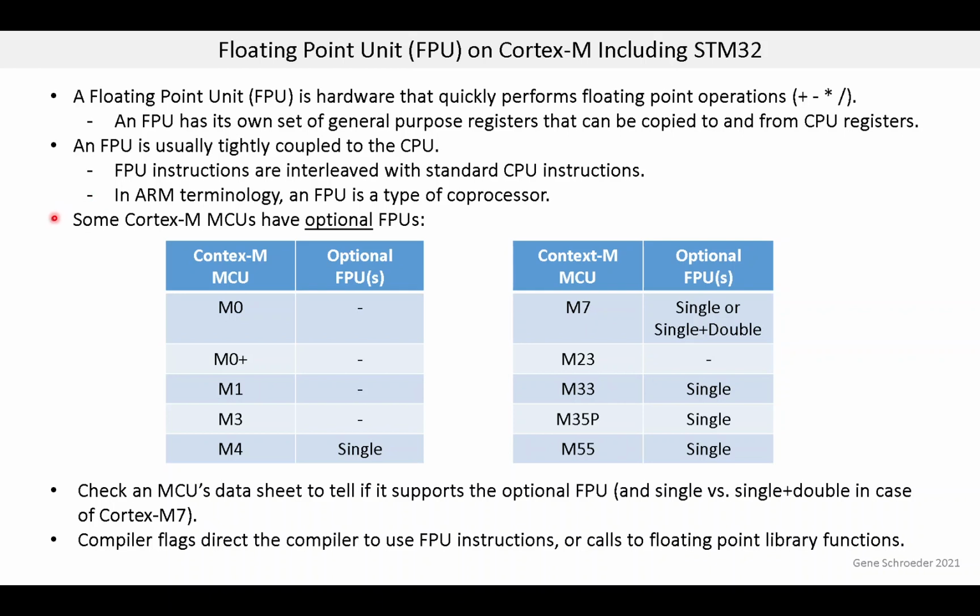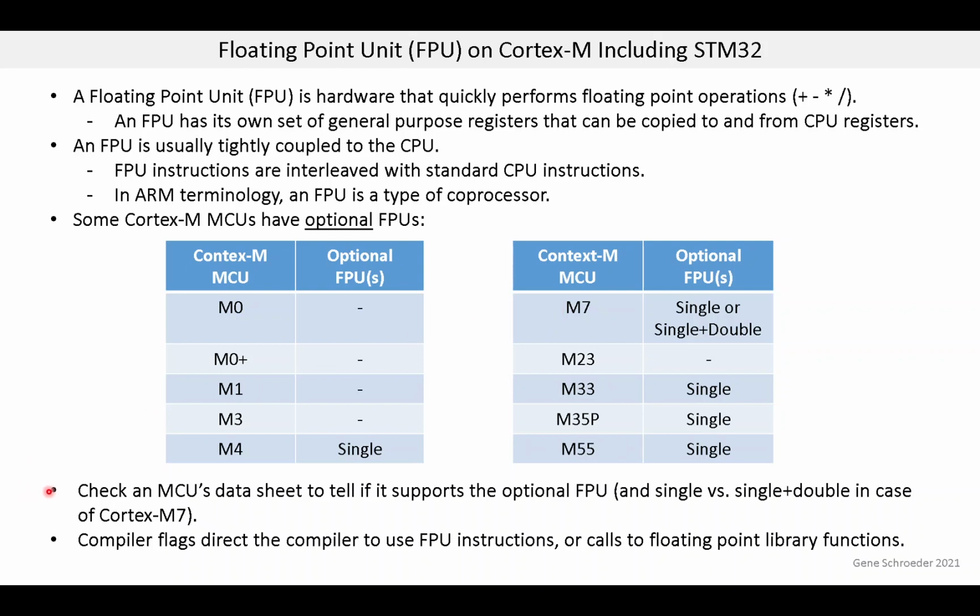Some Cortex-M MCUs have optional floating point units. And by optional, I mean when some company builds a part based on one of these MCUs, they may have the option of including an FPU in their part. So you can read this table. I only want to mention that all floating point units in these Cortex MCUs are single precision with the exception of the M7, which has the option of being either single precision or double precision.